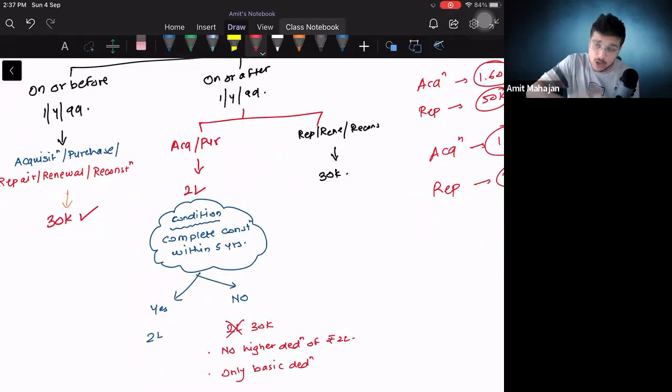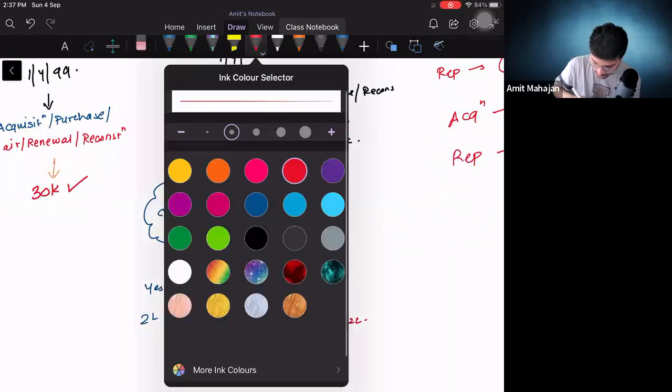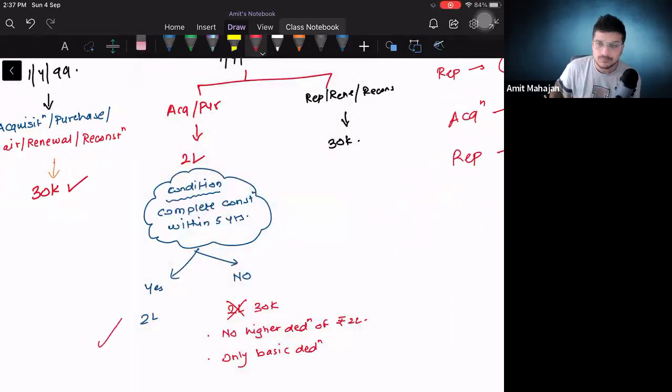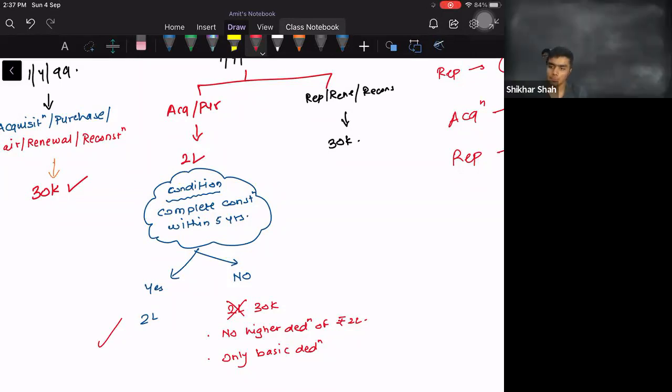after 1.4.99 for acquisition or purchase, then the condition is you have to complete the construction within 5 years. If you complete the construction within 5 years, then only you will get this 2 lakh rupees ka deduction. But if you do not complete the construction within 5 years, then the enhanced deduction hai na 2 lakhs ka, you will not get, you will get the basic deduction of 30,000. ठीक है? So no higher deduction of 2 lakhs, only Sir, this will be in the 6th year after the 5 years period.